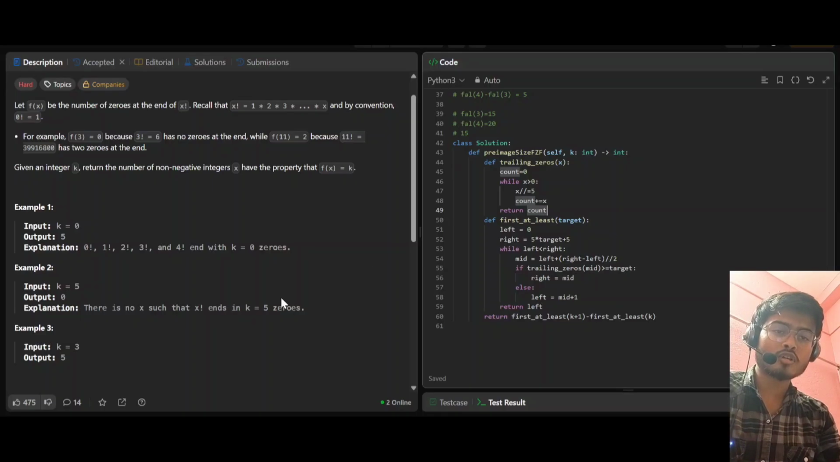Let's quickly recap the solution. First, the number of trailing zeros in x factorial is calculated by counting the factors of 5. Second, the trailing zero function is non-decreasing, which allows us to use binary search. Third, we find the first value where the trailing zero count is at least k. Then we find the first value where the count is at least k plus 1. The difference between these two positions gives the number of values where the count is exactly k. That difference will always be either 5 or 0, and that completes the solution for this problem.